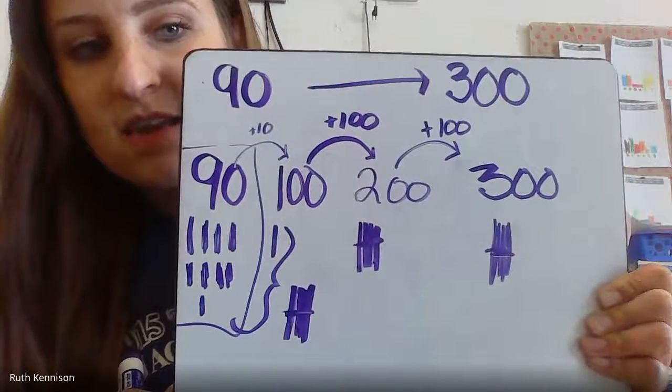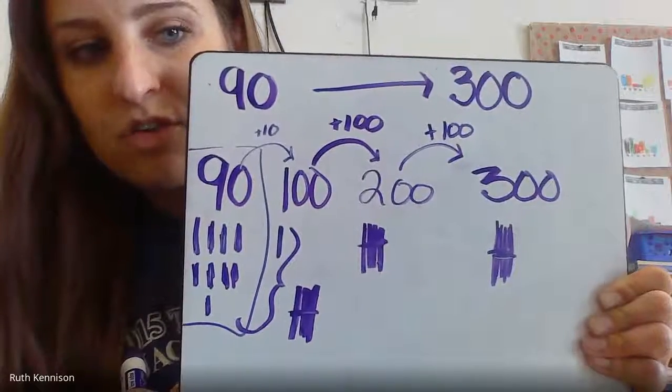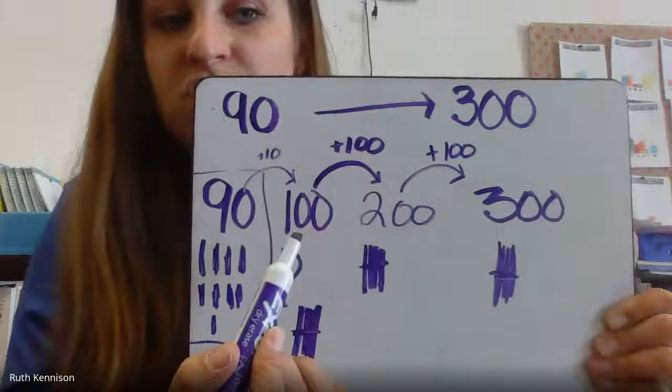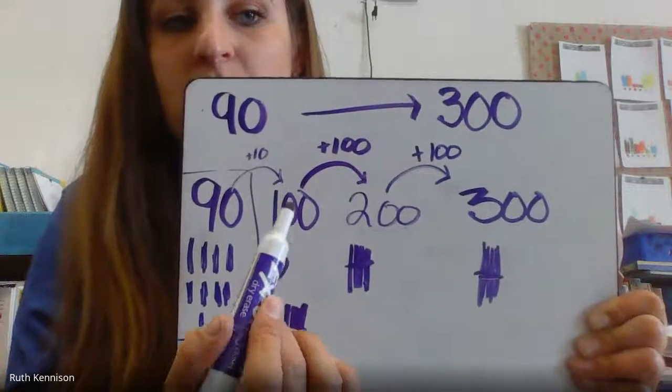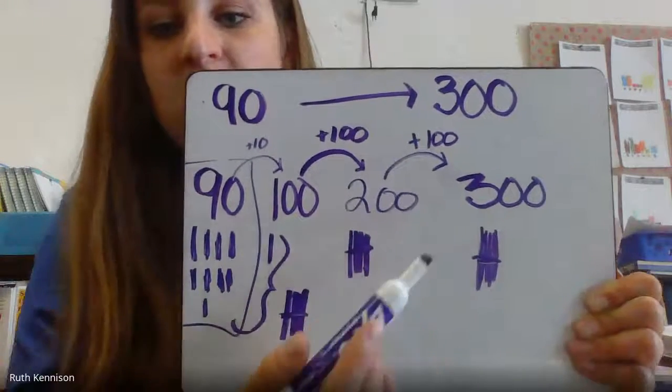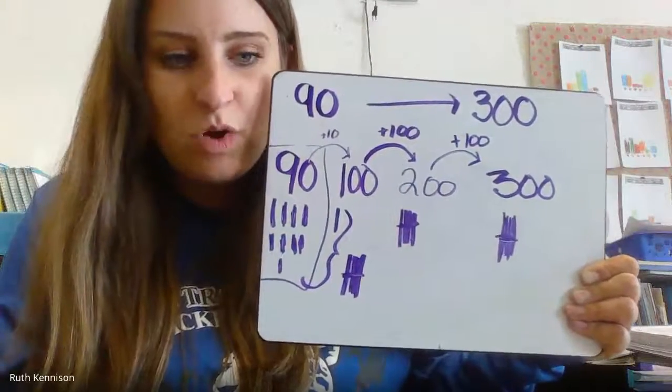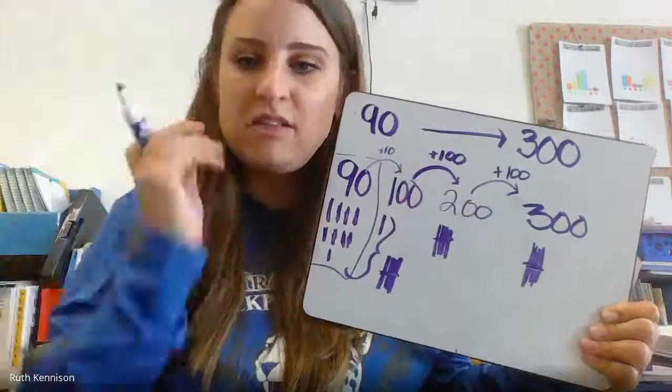All right, look at that. We went from 90 to 300. First, we counted by 10 to get to a benchmark number, which is 100. Then we got to count by 100s, 200, 300. Very good. I see lots of minds working. Got my math minds going.